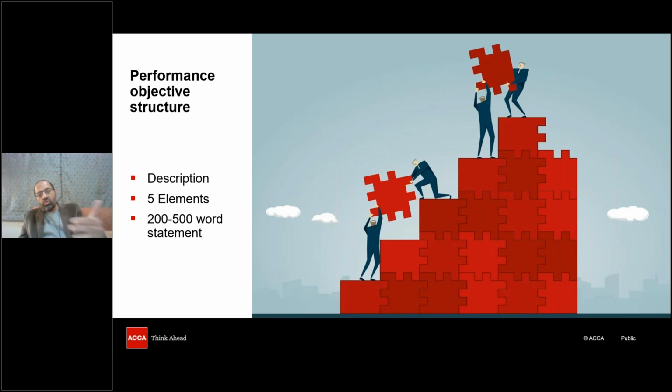So when you go on to check each performance objective, you will have a description of the objective available. Then there will be elements, and every performance objective will have 5 elements available. Once you have completed those 5 elements, you can then go on and record a statement of completion of this objective, which is going to be 200 to 500 words, and we're going to talk about that as well.